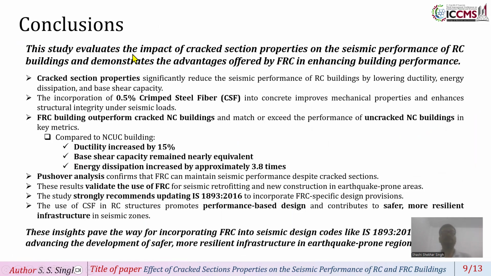Now the conclusion. This study evaluates the impact of cracked section property on the seismic performance of RC buildings and demonstrates the advantage offered by FRC in enhancing building performance. The first is that cracked section property significantly reduces the seismic performance of RC buildings by lowering ductility, energy dissipation and base shear capacity. The incorporation of 0.5% trimmed steel fiber into the concrete improves mechanical properties and enhances structural integrity under seismic load. The FRC building outperformed the cracked normal concrete building and matched or exceeded the performance of the uncracked normal concrete building in key metrics.